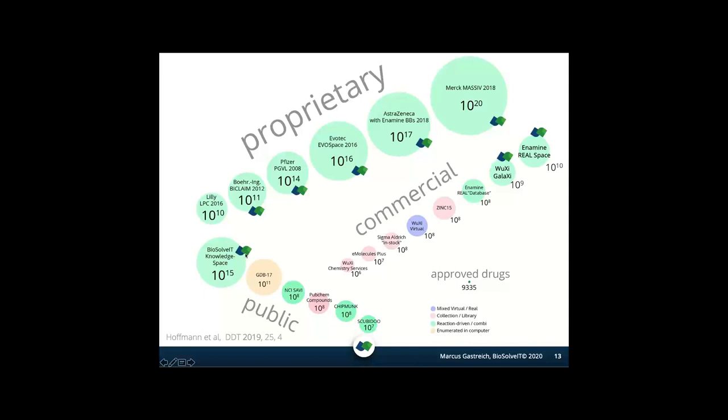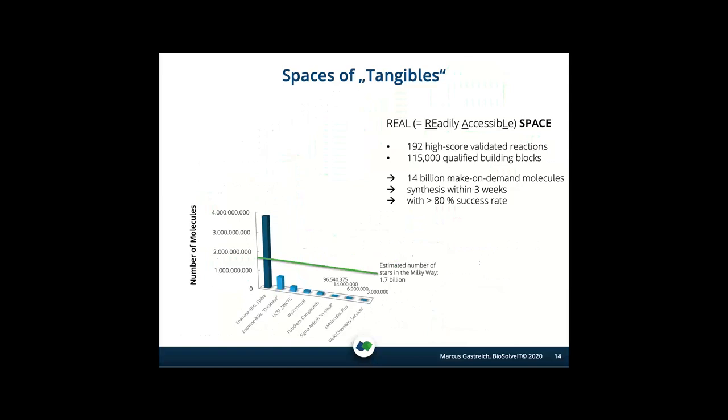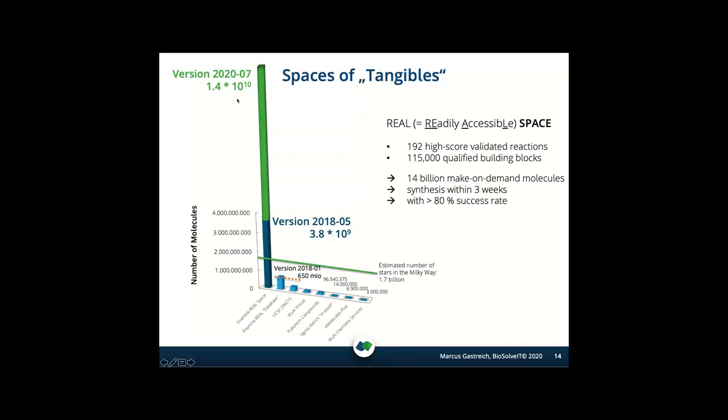So how big is really big there? Just to not plot this logarithmically, but to plot this linearly. So you see the version 2027, which is just one version back, that is actually so much larger than everything that was considered to be large. So the real database that many people refer to as the Enamine REAL is just a tiny fraction of what is in the REAL space.